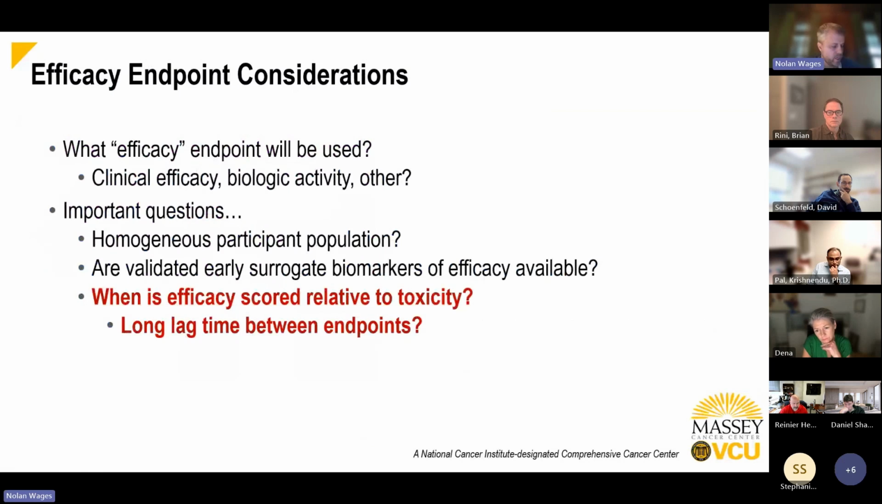There's some endpoint considerations that should be taken into account. What's the efficacy endpoint that will be used? Is it overall response? Is it some biomarker? That really needs to be part of the conversation. Most importantly, when is it scored relative to toxicity? Because if efficacy is scored much later, you're going to run into the pending data problem that we saw with toxicities earlier. If we get the toxicity endpoint in 1 or 2 cycles, but we have to wait 4 cycles for the efficacy endpoint, it's going to cause some issues with pending data, and we need to account for that in the design.